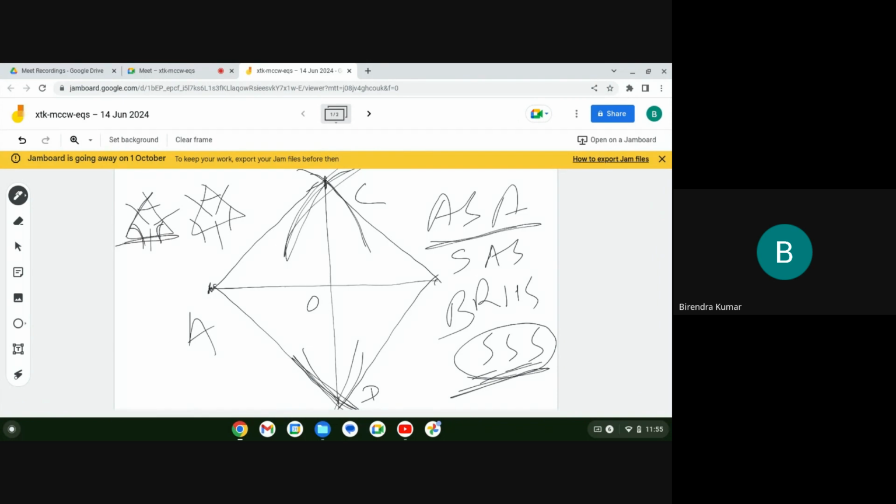The second theorem is ASA, meaning two angles and the side between them. If this angle and this angle and the side between them match, these two triangles are congruent. Similarly SAS, meaning two sides and the angle between them. If this side and this side and the angle between them match, then the triangles are congruent, meaning you can assume the other sides will also match. We'll use those theorems here for proving this.